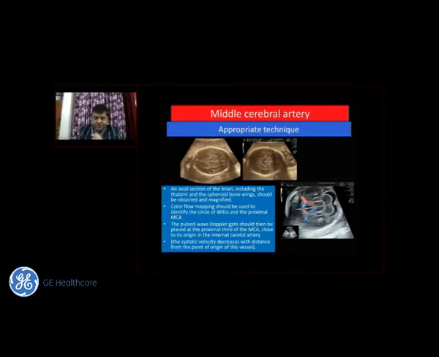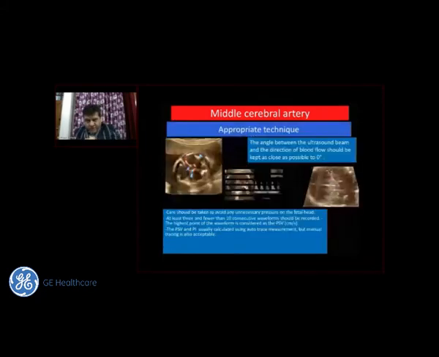The pulse wave Doppler gate should then be placed at the proximal third of the MCA, close to its origin in the internal carotid artery. And please remember, it is very important to take a proper circle of Willis view, and the angle between the ultrasound beam and the direction of the blood flow should be kept as close as possible to 0 degrees. So if there's a good insonation, we'll get very good spectral Doppler tracings.